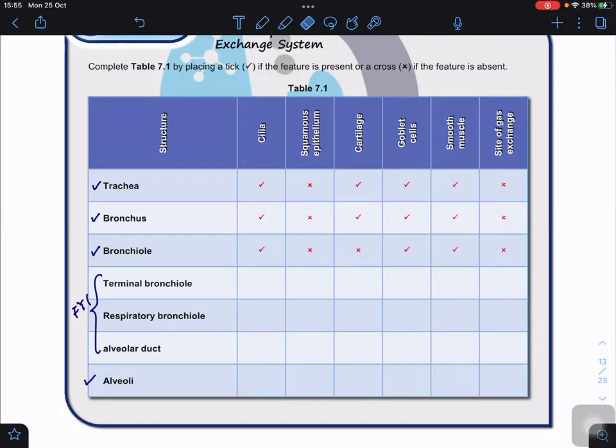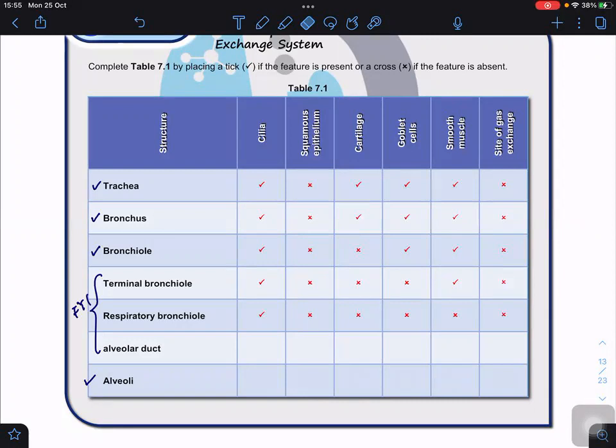How about terminal bronchiole, cilia? Yes, they have the cilia, but limited. Okay, same goes for the respiratory bronchiole. So they have limited cilia. Squamous epithelium, they don't have, because it's not a gas exchange surface. Cartilage, they don't have. Goblet cells, they don't have. Smooth muscle, yes for the terminal bronchiole, but respiratory bronchiole doesn't have smooth muscle anymore. Are you clear? Because you do not need to change the diameter anymore. But they do have the elastic fiber. Terminal bronchiole and respiratory bronchiole are not sites of gas exchange.